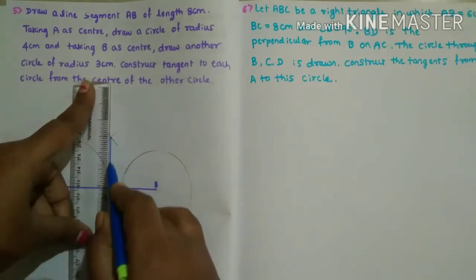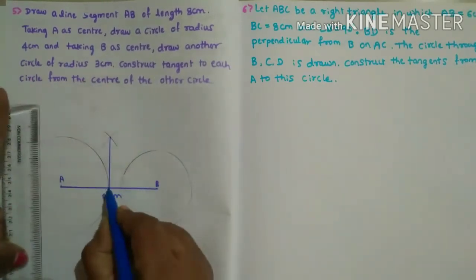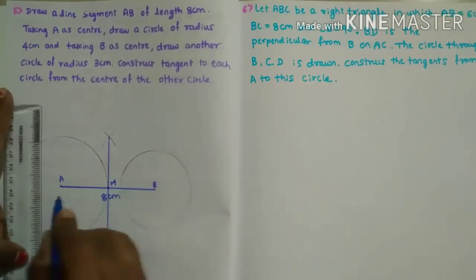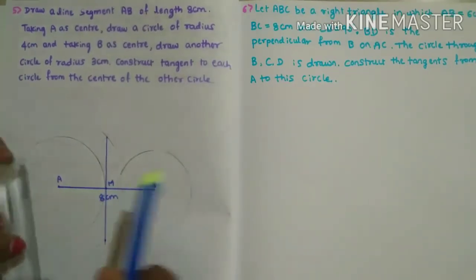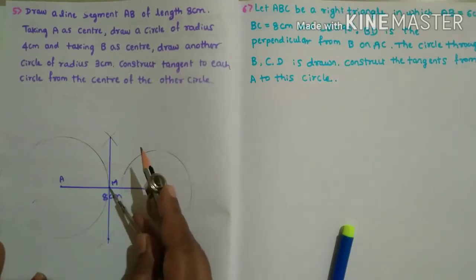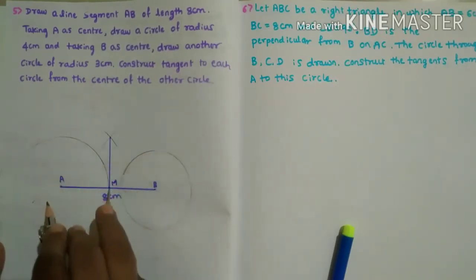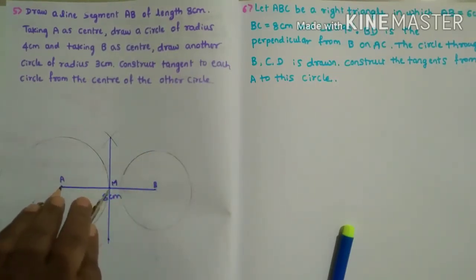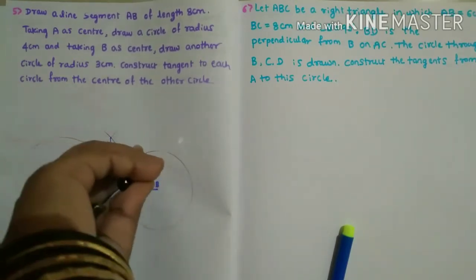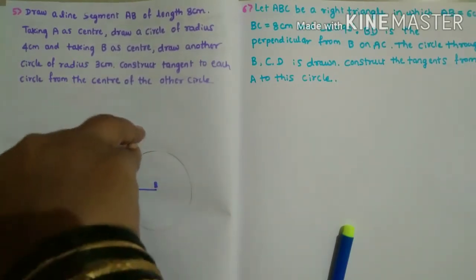Now if you join this, we will get the midpoint. This point M is bisecting the line AB, or M is the midpoint of AB. The midpoint always divides the line into 2 equal parts. Now we got the center. Now using M as a center and MA as a radius, I will draw one circle. The circle should pass through the points A and B. Then only your construction is correct, meaning this midpoint is correct.